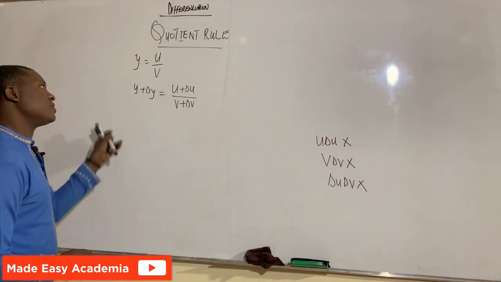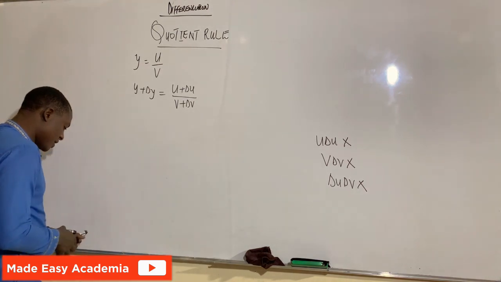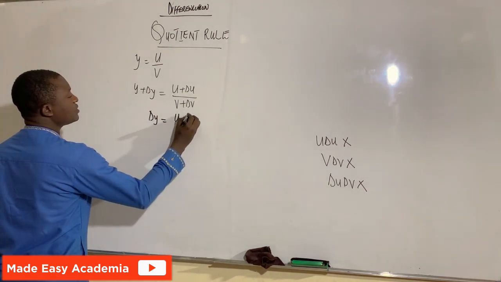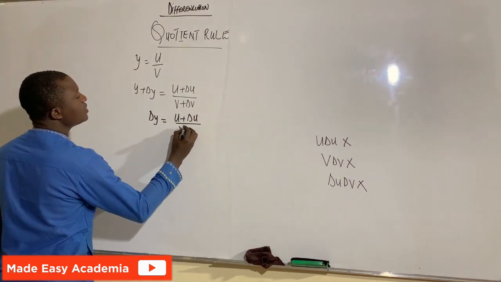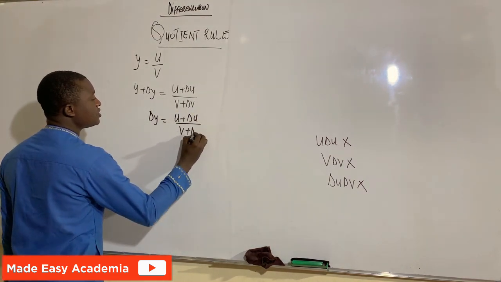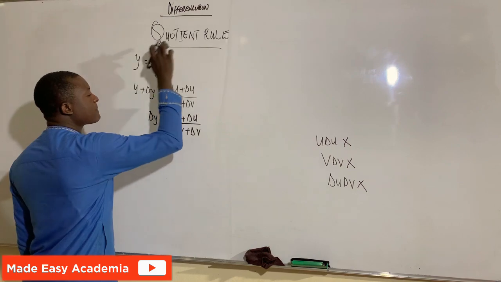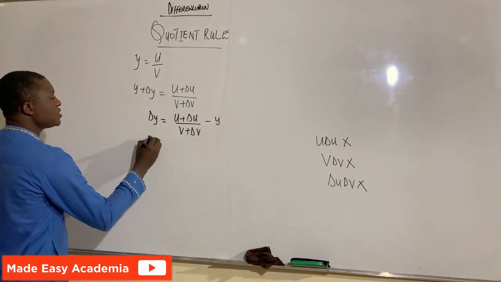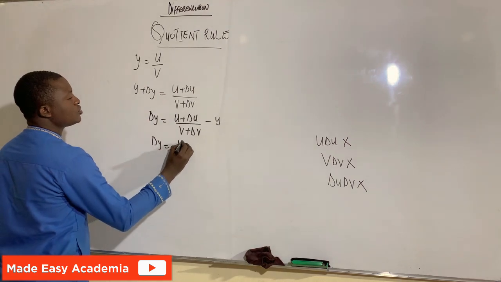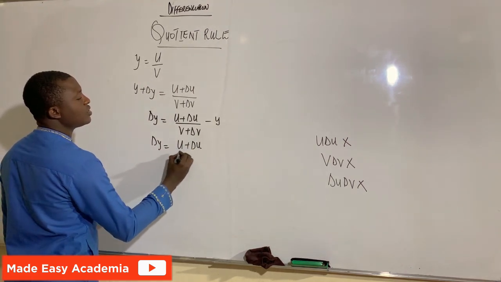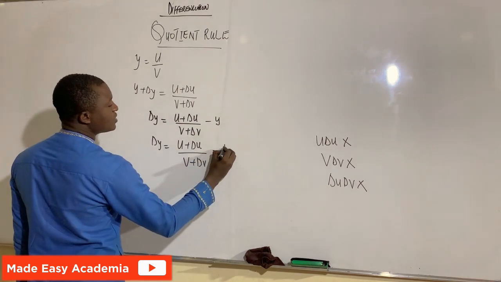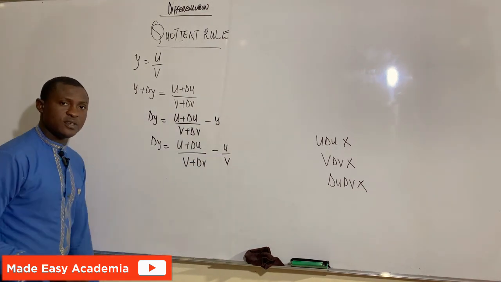So if I collect the like terms, making change in y the subject, we have y equal to u plus change in u over v plus change in v. When y goes across, it is going to have minus y. So here we have change in y is equal to u plus change in u all over v plus change in v, minus y. Our y is nothing but u over v, right?